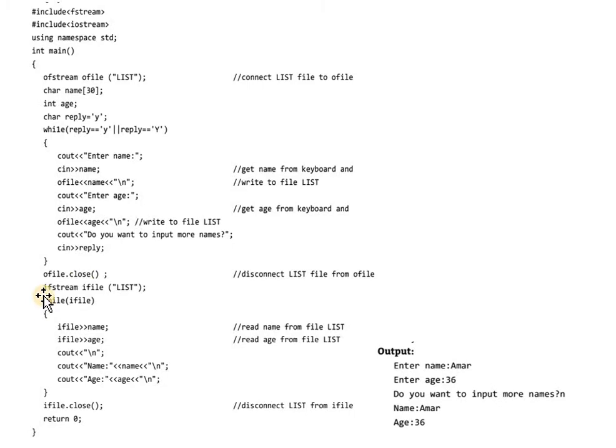Then again, ifstream list. That means first we wrote the data to the file, and for opening the data file, we are using the ifstream function. Here the list file is opened, and one by one by using the ifstream function we are reading the data written to that particular file, and again the file is closed.